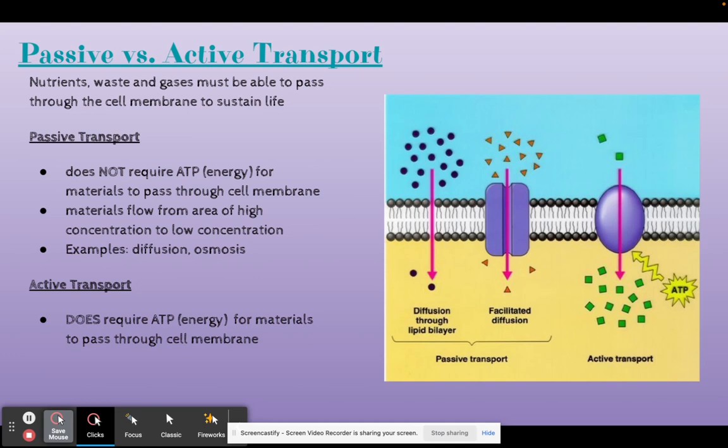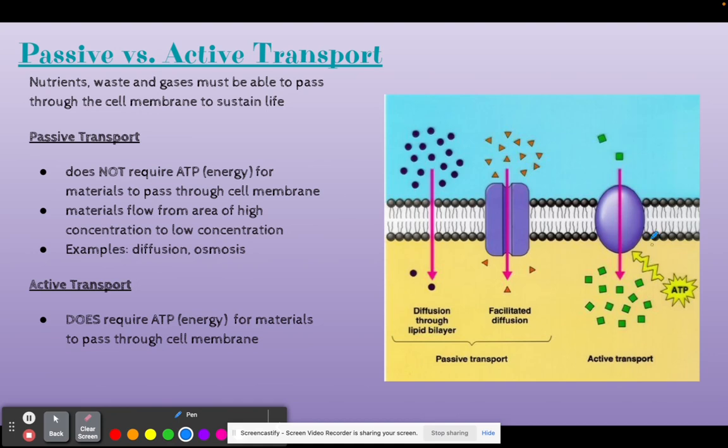And this could be for a variety of reasons. Maybe there's a molecule that's too large to just passively go through the cell membrane, and so there needs to be energy to bring it into the cell. Or maybe things need to go against the concentration gradient. Maybe there's glucose outside of the cell that needs to be brought into the cell, but there's not a difference of that high to low concentration.